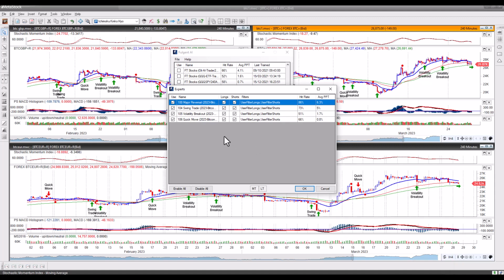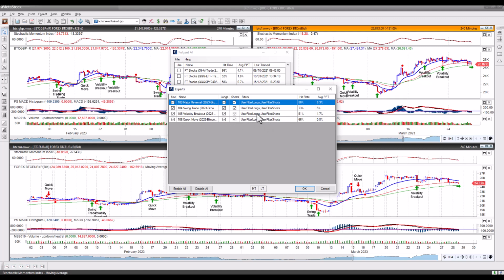The trading statistics: major market reversals over the last 5,000 trading days since the inception of Bitcoin are about 86% accurate, with an average profit per trade of 6.3%. The swing trade strategy is about 73% accurate, with an average profit per trade of 5% over the testing period. The volatility breakout strategy is about 51% profitable, because that does occur quite often. And the quick move strategy is about 66% accurate with 0.8%. So this is only about a 2 or 3 day, three bar trade strategy.